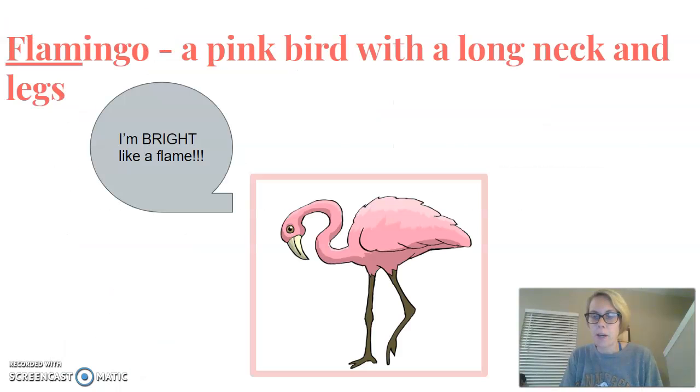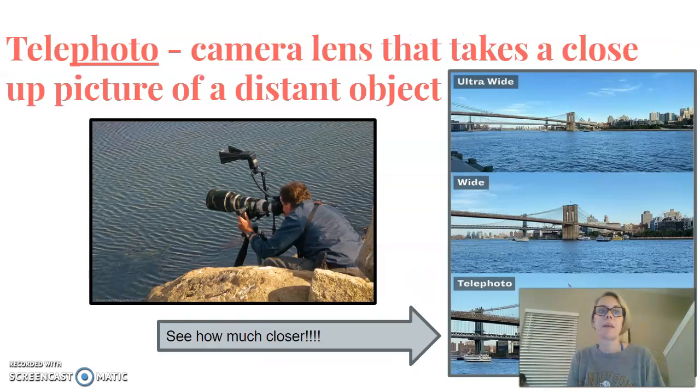First word, flamingo. Say flamingo. The root is flam. Flam means fire. A flamingo is a pink bird with a long neck and legs. Just like in the picture, it says, I'm bright like a flame.